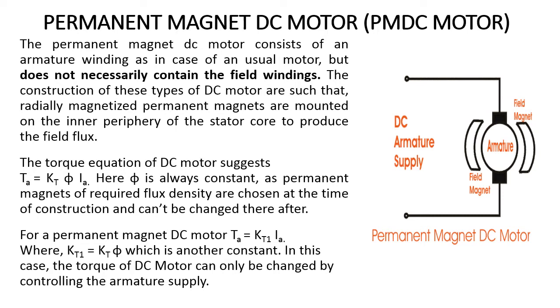For a permanent magnet DC motor, Ta equals kT1 Ia, where kT1 equals kT into phi. Because phi is also constant, kT times another constant gives one more constant, kT1. In this case, the torque of the DC motor can only be changed by controlling the armature supply.